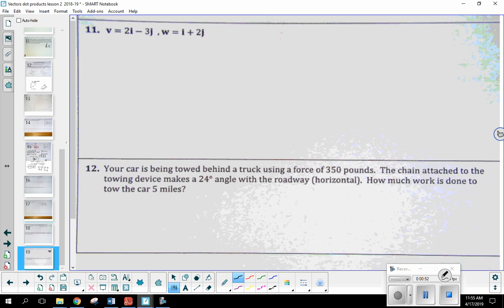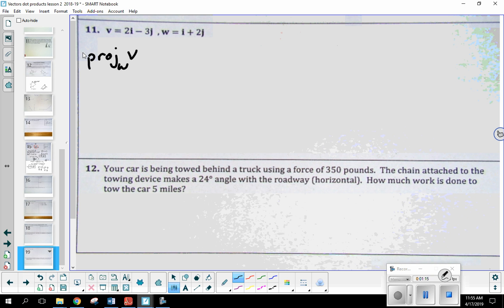Now this one, you've got V and W, so the fact that they're changing the names of the vectors changes nothing. We might have to alter the formula a little bit to fit these, but all I want to do is project V onto W. We're on number 11 on the homework.